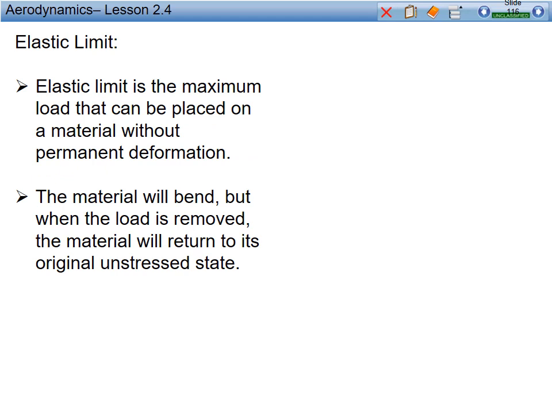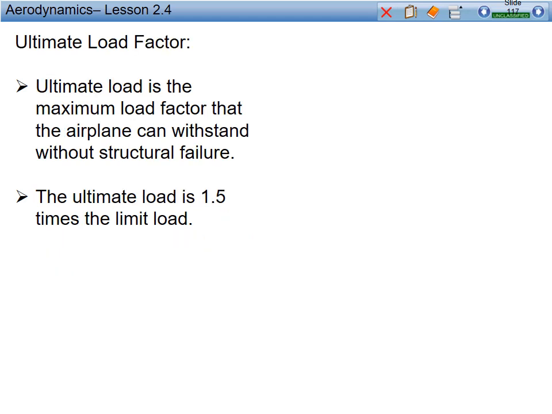If forces continue to increase, the next limit reached will be the elastic limit. This is the maximum load that can be placed on a material without permanent deformation. The material will bend, but when the load is removed, the material will return to its original unstressed shape. The ultimate load is the maximum load factor that the airplane can withstand without structural failure. The ultimate load is 1.5 times the limit load.